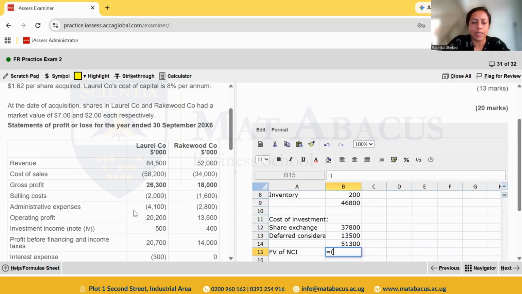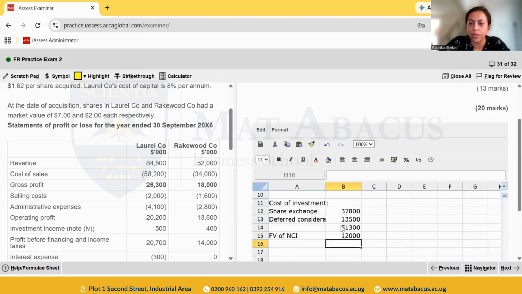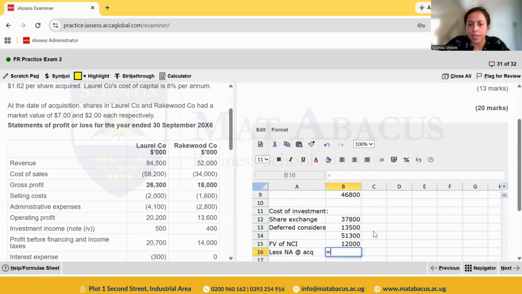We know that NCI is 40%. So NCI owns 40% of the shares. So 40% times 15 million. And we need to convert this into a dollar value by multiplying by the share price of Rakewood. So the fair value of NCI is 12,000, less net assets at acquisition, which we've already done, so we can cell reference it up.